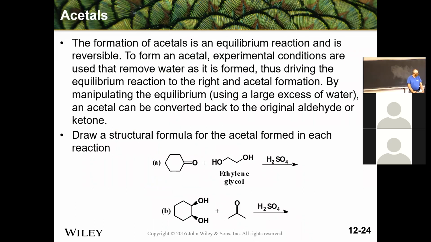Let me show you these again. We can make cyclic acetals, 5- or 6-membered rings, using diols. So here we have cyclohexanone. Shortcut here, let out water, and that gives us this cyclic acetal.